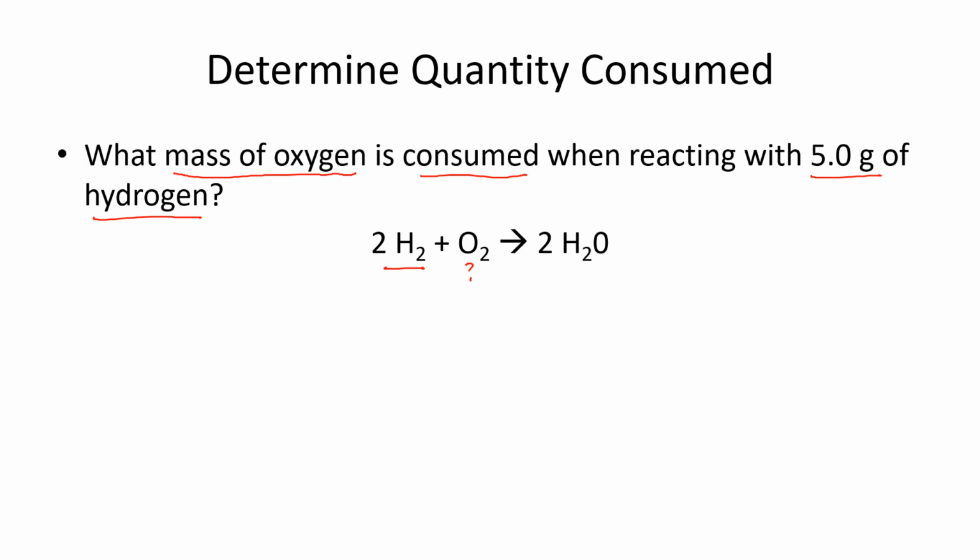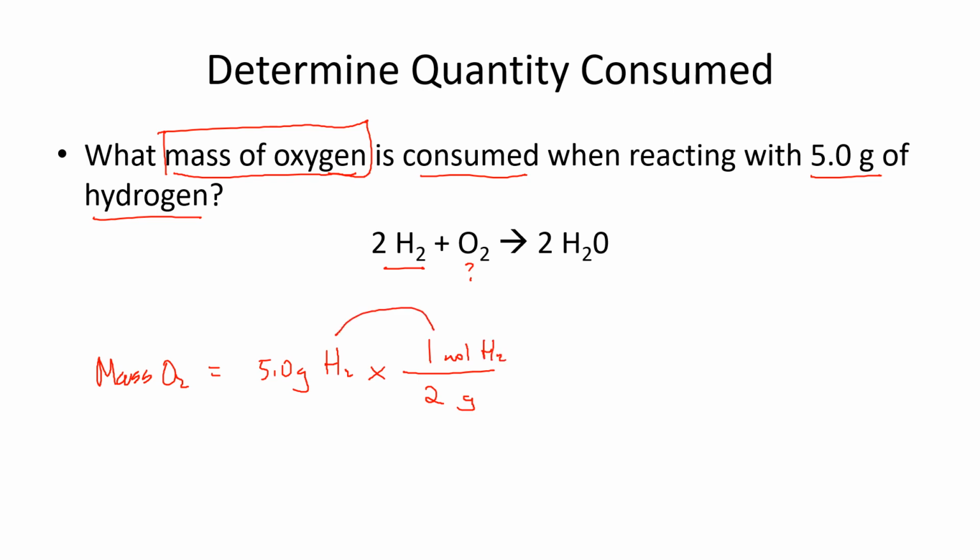So what we do is we'll follow the same factor label method process. We're looking for the mass of oxygen, so we'll write that down first. So the mass of O2, and we are given 5.0 grams of hydrogen. So the first step is to convert from whatever value you're given into moles. And we know that hydrogen is 2 grams for every mole. And so that's step 1, convert into moles.